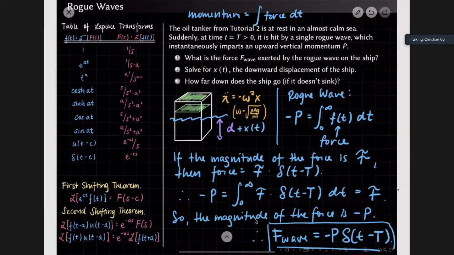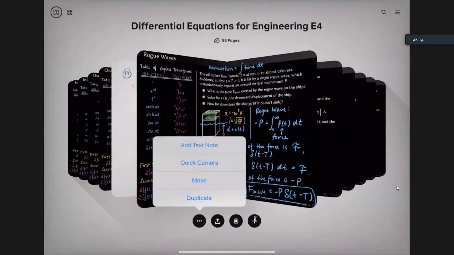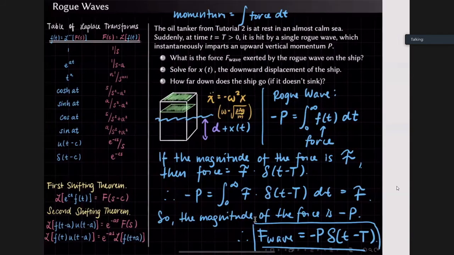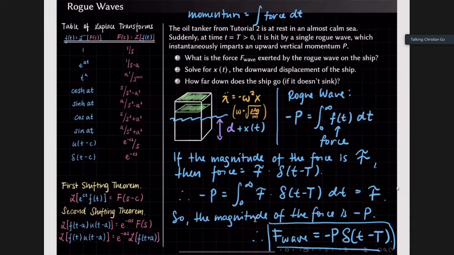So the Dirac delta is helpful for modeling phenomena that are instantaneously applied and taken out. Questions so far? Solve for the downward displacement of the ship. Solve for x(t). So let's duplicate this page. It's F times the integral of the Dirac delta. Yes, so F, yeah. Also, we said in class last week that the integral of a function multiplied by the Dirac delta at c is just f of c. Or you can just factor out your big F and then integrate under that. It's just one.